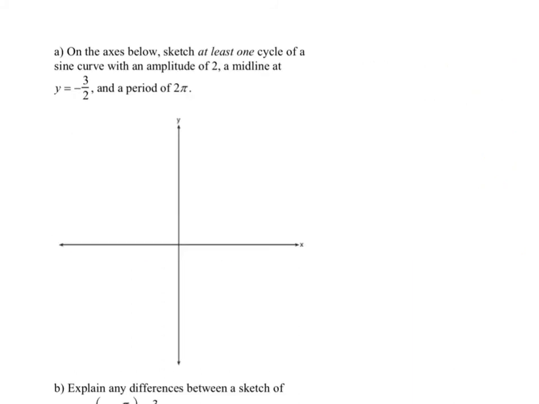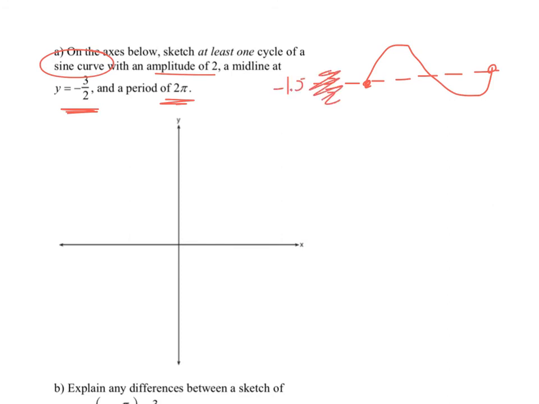And this last question, it says on the curve below, sketch at least one cycle of the sine curve with an amplitude of 2, a midline of negative 3 over 2, and a period of 2 pi. Now, first off, we know what a sine curve looks like. It looks like this. They're saying that the amplitude is 2, and the midline is negative 3 over 2. So negative 3 over 2 is going to be the midline, which, if you convert it to a decimal, might be easier. So let's make it negative 1.5. It's going to go up 2 from that and down 2 from that. So we're going to add 2 and subtract 2 from that.